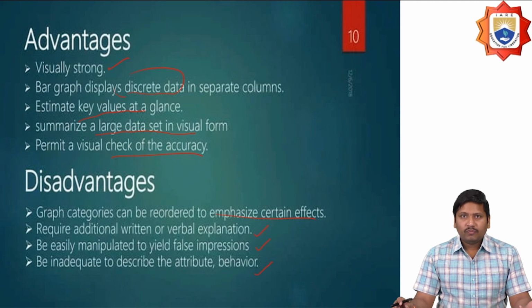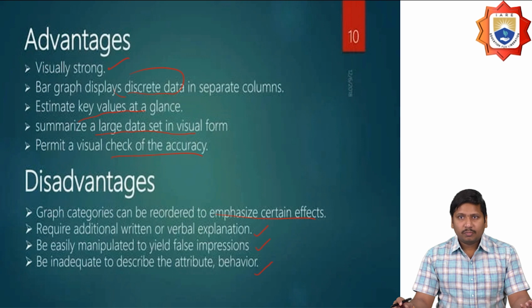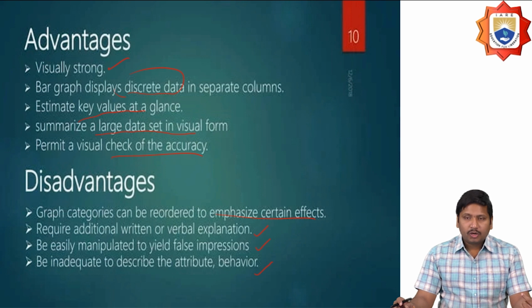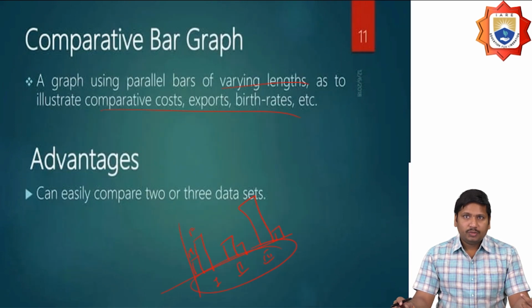The advantages are that it is visually strong, it can display discrete data, it can show key values at a glance, it can summarize a large data set in visual form, and it permits a check of accuracy. Compared to that, the disadvantages are that it does not emphasize certain effects, it requires additional written and verbal explanation, it can be easily manipulated to yield false impressions, and it is inadequate to describe data attributes and behavior.